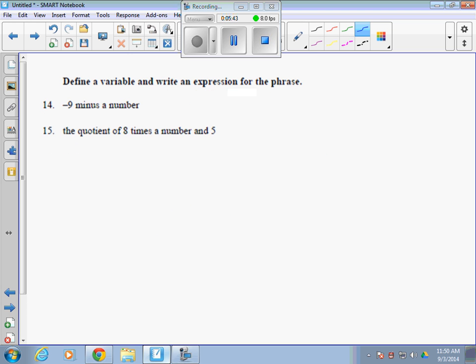Number 14 and 15, we're writing variables and then writing the expression representing the phrase, just like the last section. -9 minus a number. Minus a number means minus x. So -9 minus x.